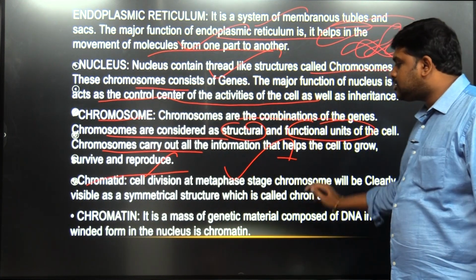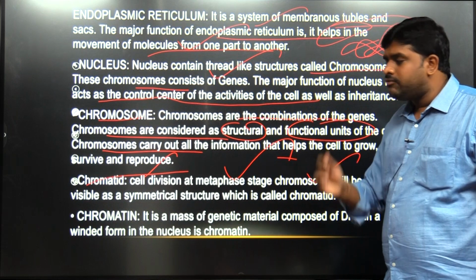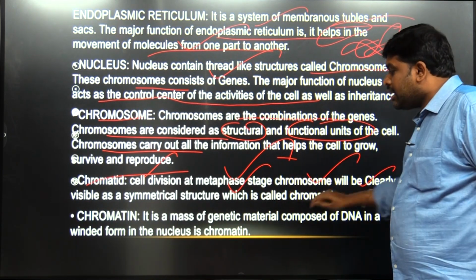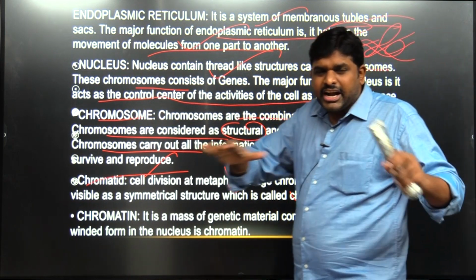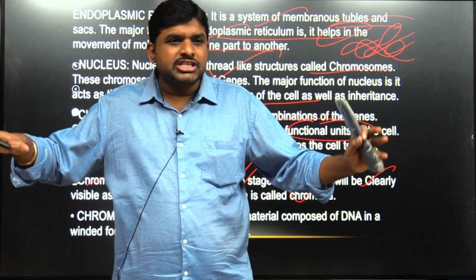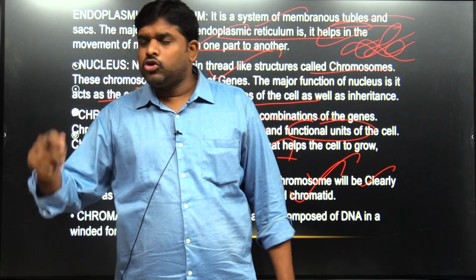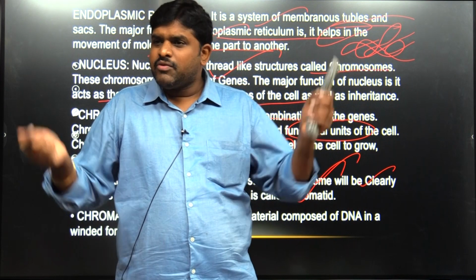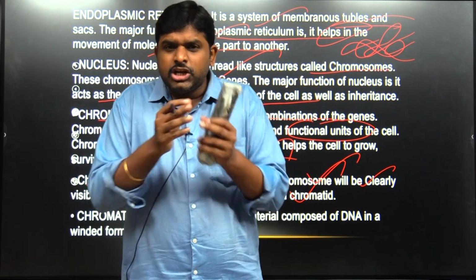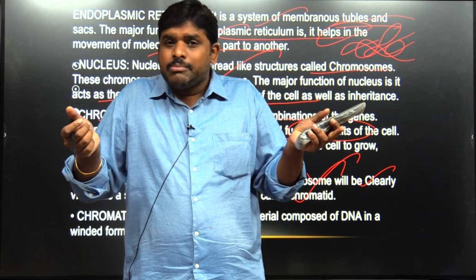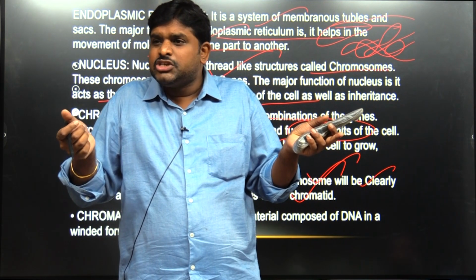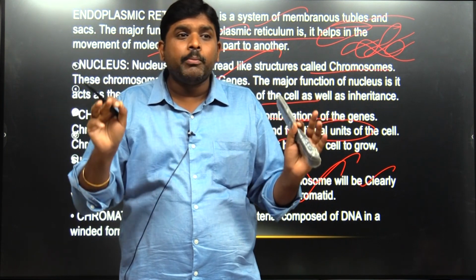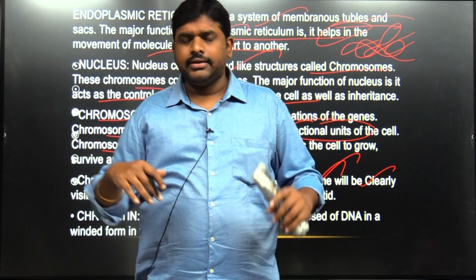At the metaphase stage of cell division, the chromosome will be clearly visible as a symmetrical structure, which is called chromatid. When they are ready for division, they arrange themselves in a symmetrical structure. When I want to do something, I have to arrange it. When you want to study, you have to arrange the notes. In the same way, when I am going for chromosomal division, it should be arranged properly. That arranged format of chromosomes at the time of cell division in the metaphase stage of mitotic division is called chromatid. What is chromatin?